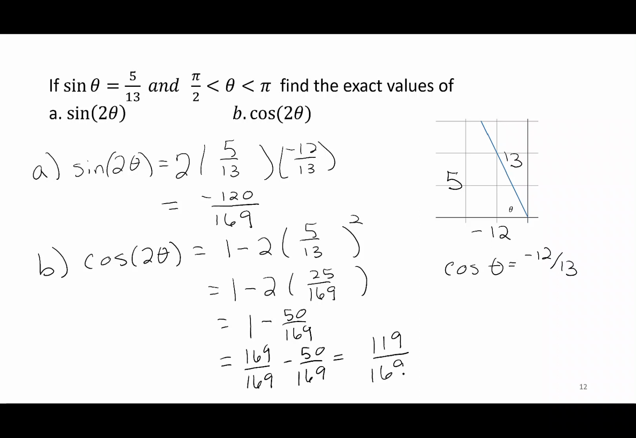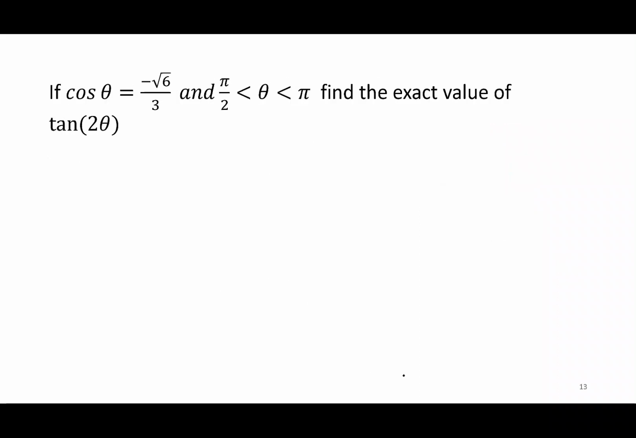Our next problem says the cosine of theta is negative the square root of 6 over 3. It also says that theta is between pi over 2 and pi, and we want to find the exact value of tangent of 2 theta. Once again, theta is in the second quadrant, where we know cosine is negative, sine is positive. This tells me my adjacent is the negative square root of 6, my hypotenuse is 3, and I don't know the opposite side. I'm going to call it a.